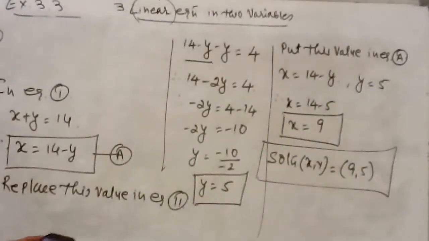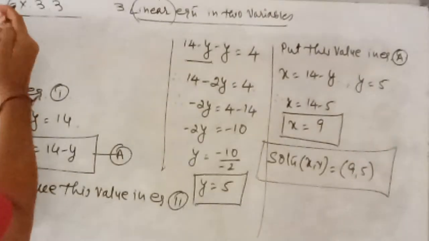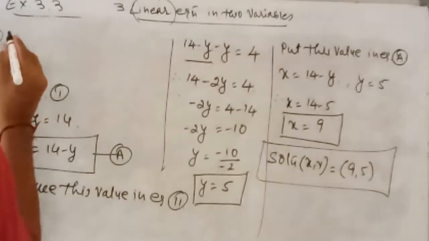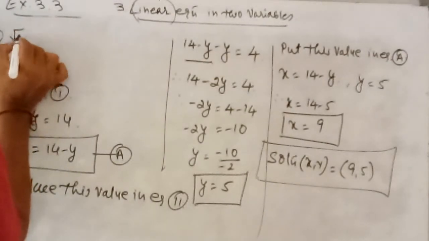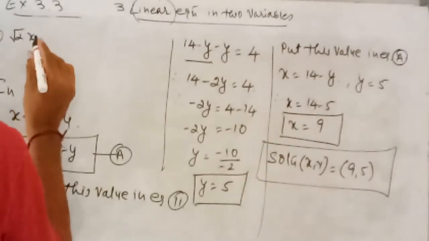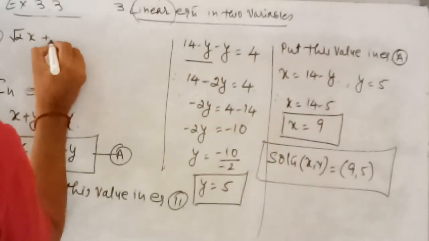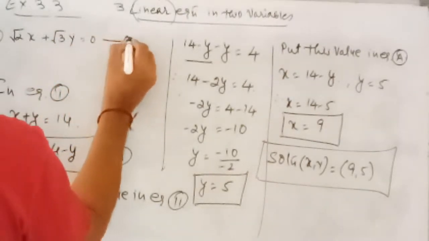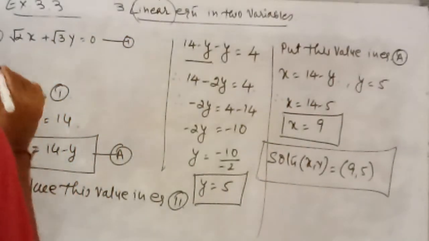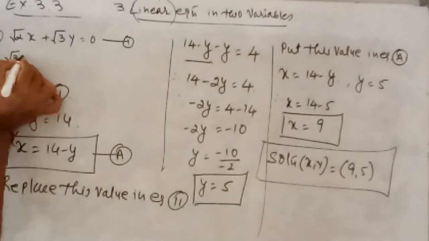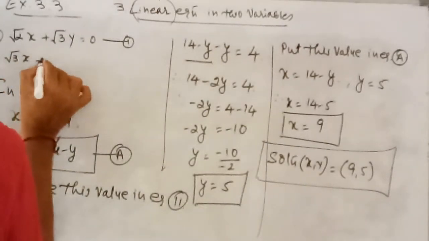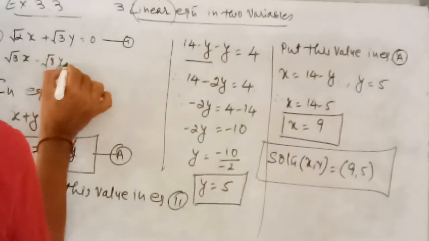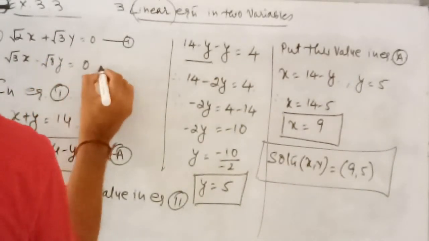Now suppose I am taking one more. Maybe we consider it is the fifth question. A little bit it is showing difficult. So root 2x plus root 3y is equal to 0 and root 3x minus root 8y is also equal to 0.